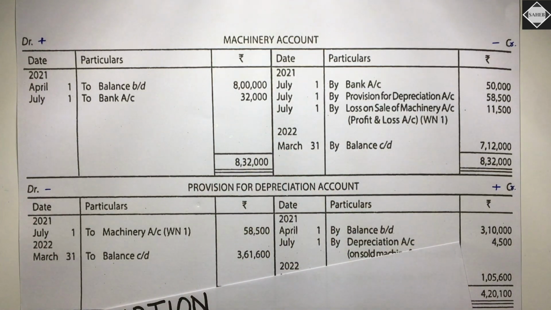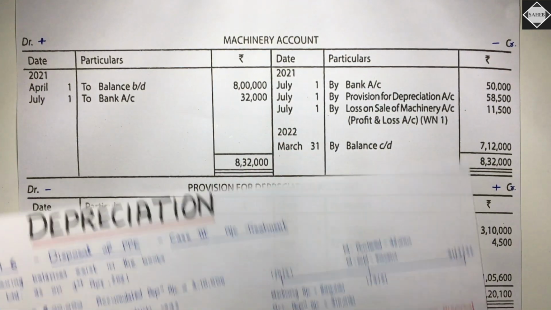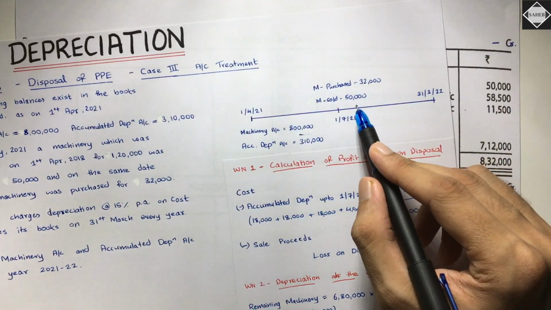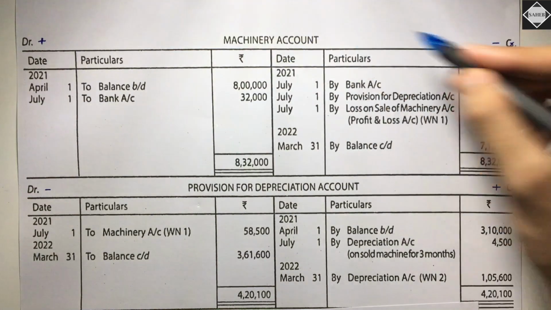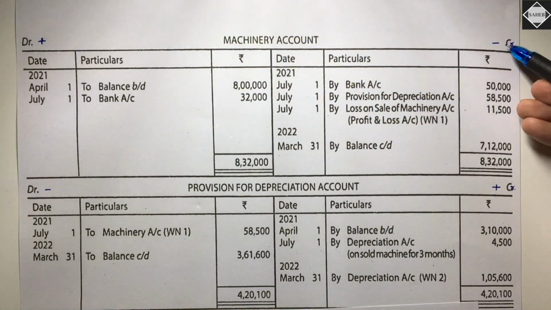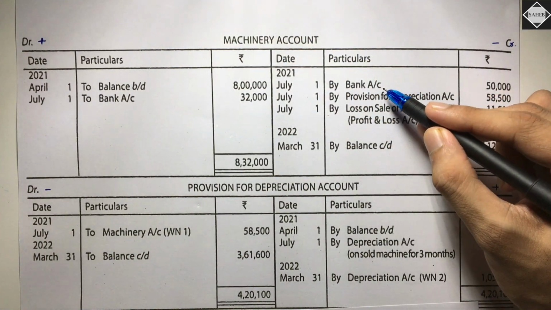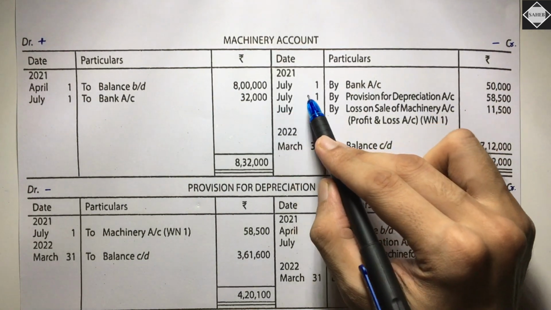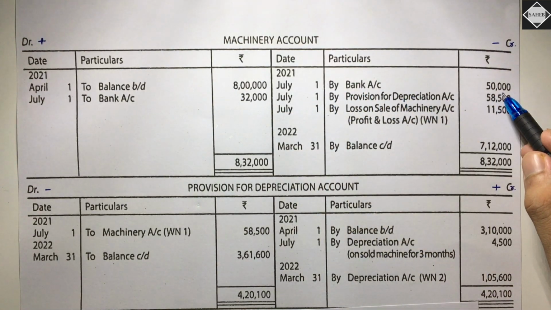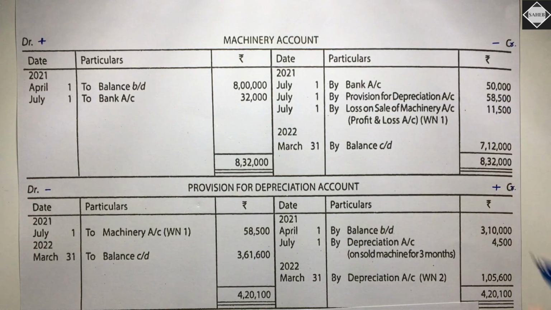Simple, easy. And then what happened? And then we have sold the machinery for 50,000, isn't it? So just record that machinery is decreasing, we have sold it off, so machinery is of course decreasing, it's getting credited because of bank, the money which we have received by selling off the asset. This happened on July 1st by bank, 50,000. Simple, easy.